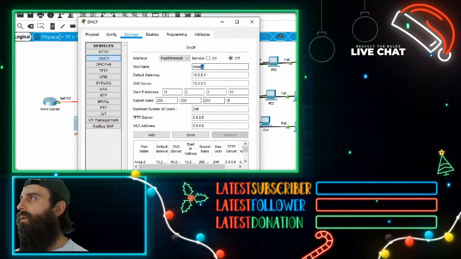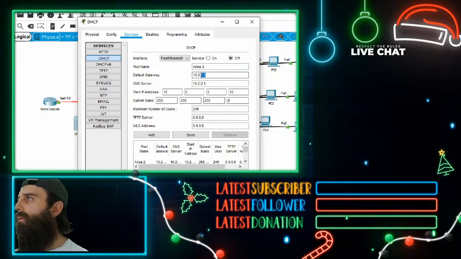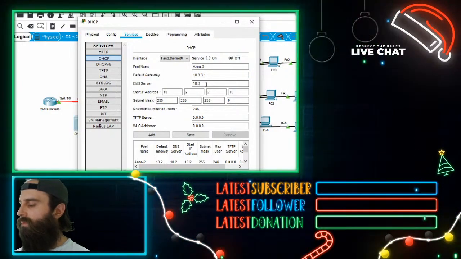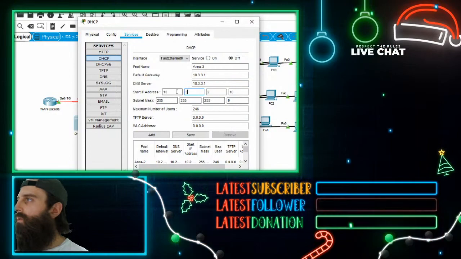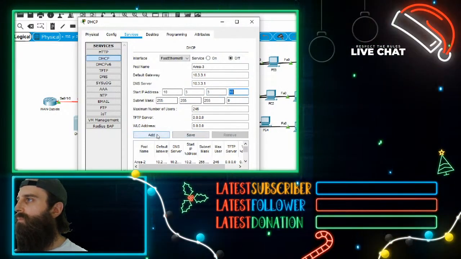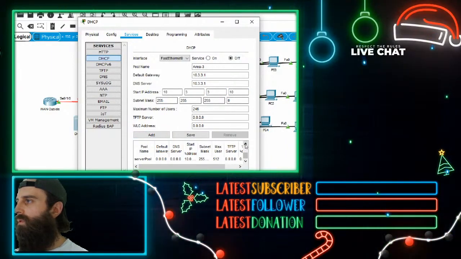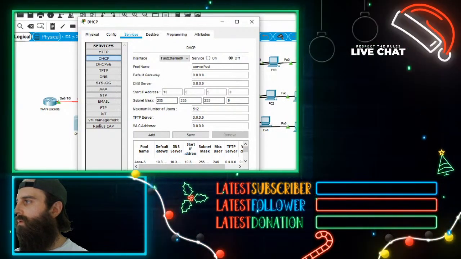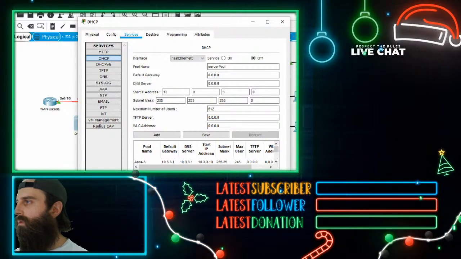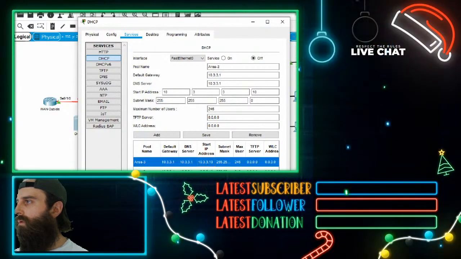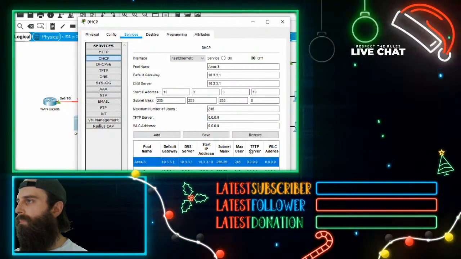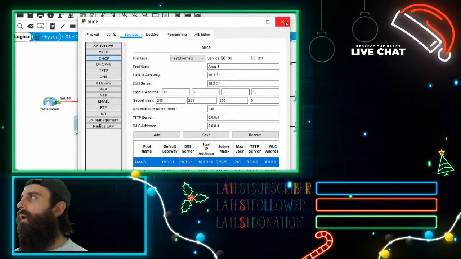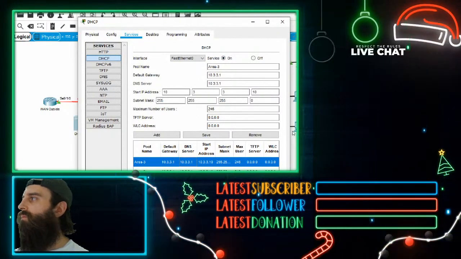Now we have to make another one. Say 3. That's going to be 3.3.1. 3.3.1, and 3, 3 stays the same. That's all set for that now.